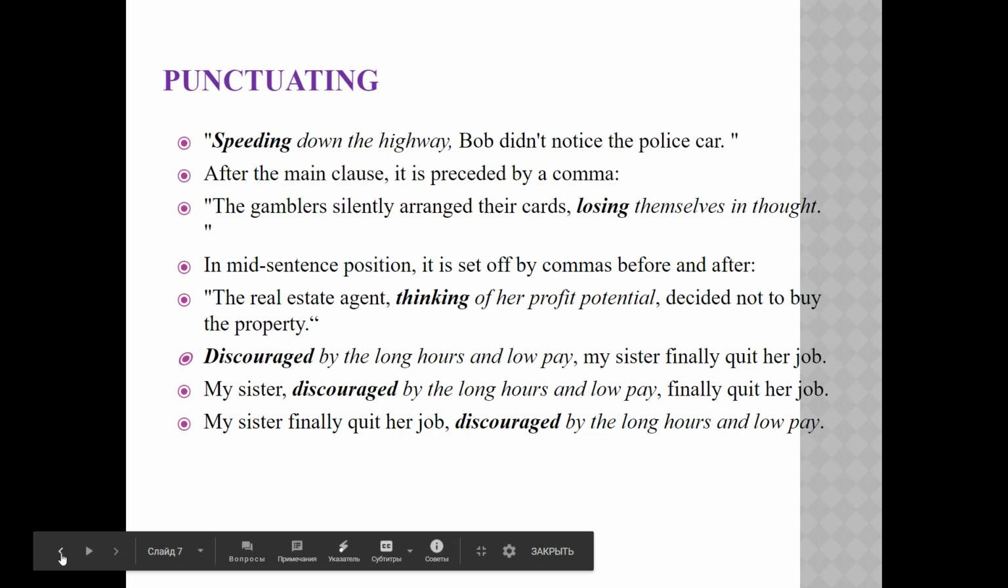While the sentence absolutely works grammatically, some may misread that the job is feeling discouraged instead of the sister.